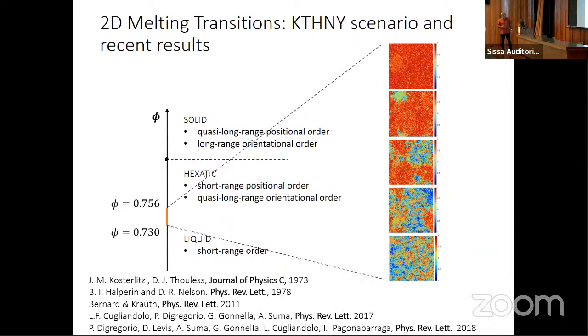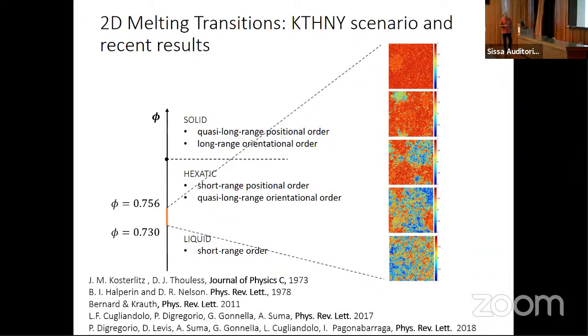One of the reasons why this transition has not been found easily is that the density interval of the coexistence is very small, and you need very massive and accurate simulations for finding these results.